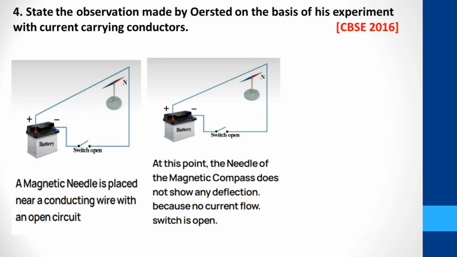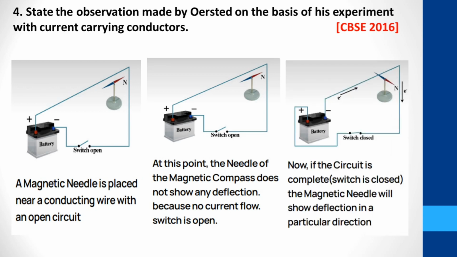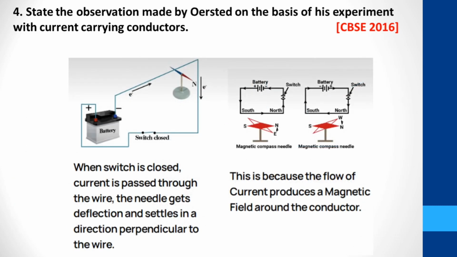When the circuit becomes closed, current starts flowing through the circuit. And as the current starts flowing through the circuit, the magnetic needle shows a deflection in a particular direction. When the circuit is again made open, the needle comes back to its original position. So this shows that when there is a flow of current, a magnetic field is produced around the current carrying conductor. So this was the first observation made by Oersted.